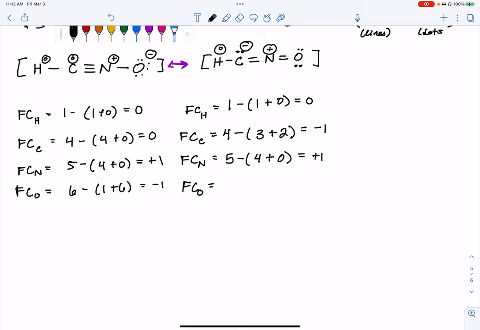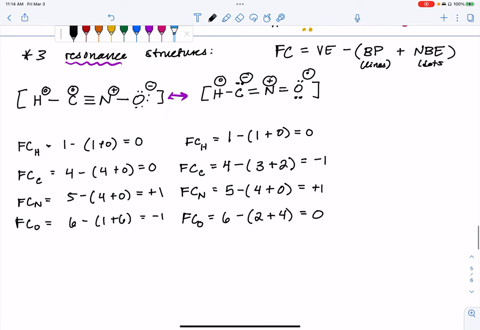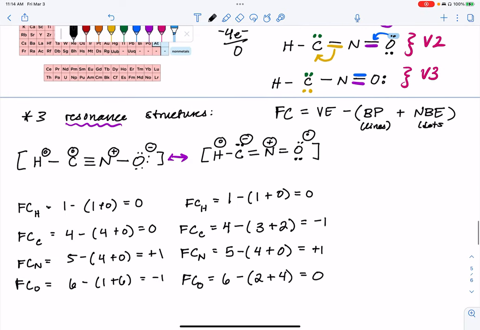And then for oxygen, this is 6 valence electrons when not bonded. And in this resonance structure, we have 2 bonding pairs, or 2 lines, connecting on oxygen, and 4 total non-bonding electrons, or 4 dots. So 6 minus the sum of 4 and 2 is 6. That gives us 0. That's the formal charge assessment on version 2.